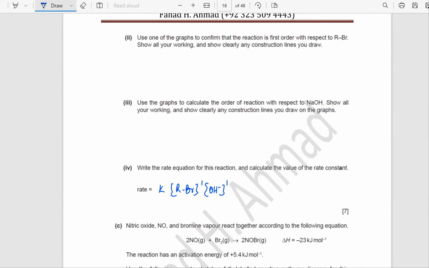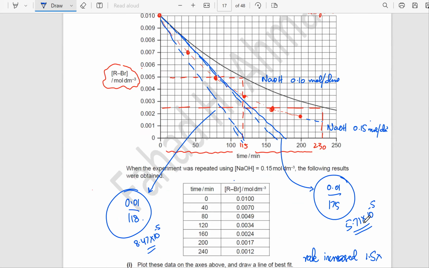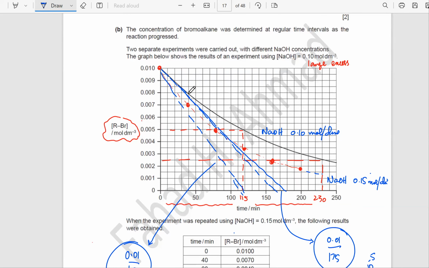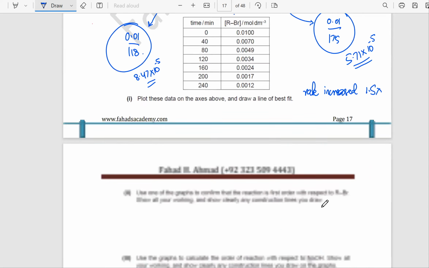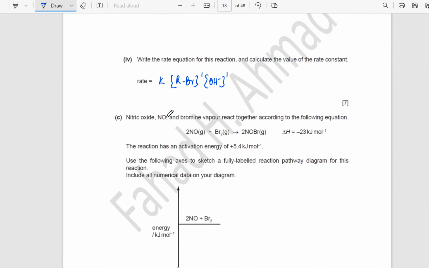So what you can do is you can plug in the data for one experiment and find the value of K. क्योंकि rate तो आपने निकाल लिया ना, you just calculated rate, right? So for example, your rate was coming out to be 5.751 into 10 to the minus 5, right? So RBR concentration initially is what? 0.01. NOH concentration is 0.10. तो इन दोनों को जो initial concentrations हैं and the initial rate you calculate, plug it in and you'll find the value of K. तो K निकल आएगा, ठीक है?